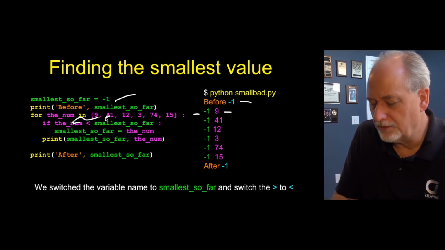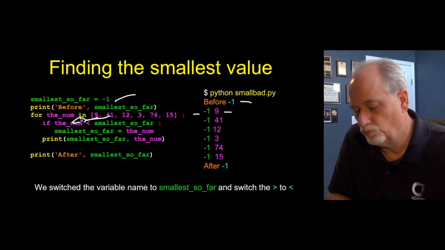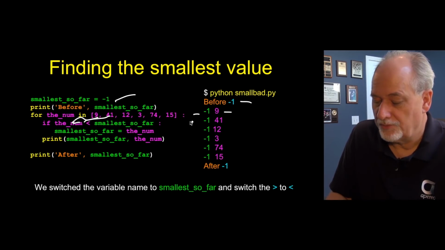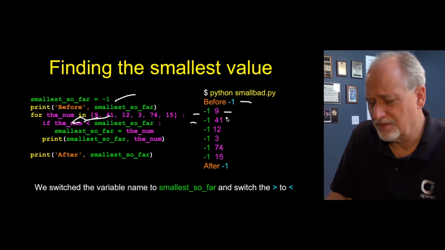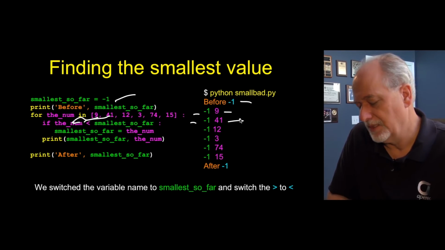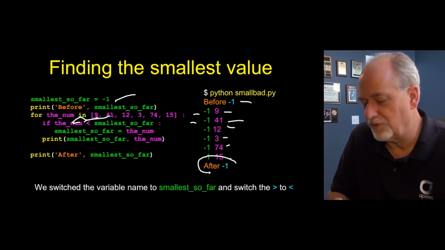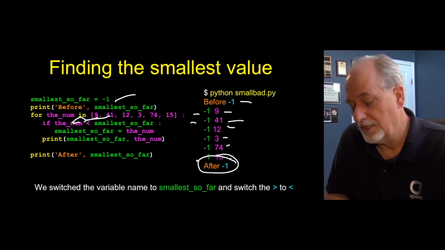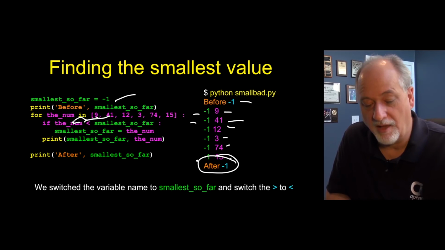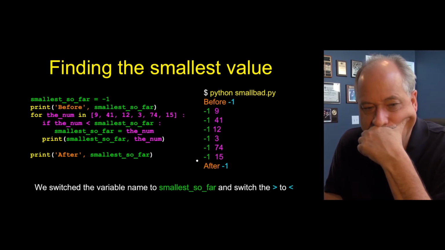Now we're going to run 41. Is 41 less than -1? No, it is not. So the smallest so far is still -1. As a matter of fact, it isn't the smallest so far anymore. Just because we named it smallest so far doesn't mean it is the smallest so far. It didn't work out so well. None of these, because they're never less than -1, do anything. And we claim that afterwards the smallest we've seen so far is -1. And that is because, of course, -1 is smaller than any of the numbers that we saw.